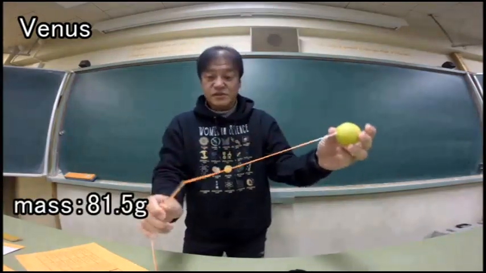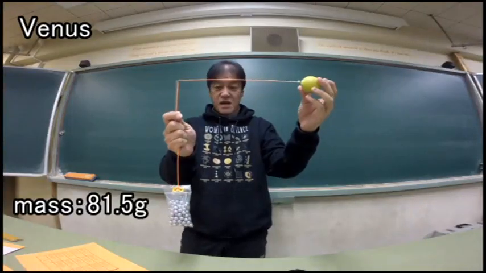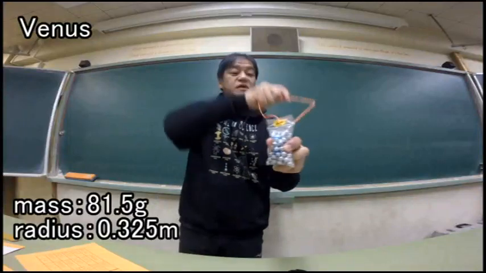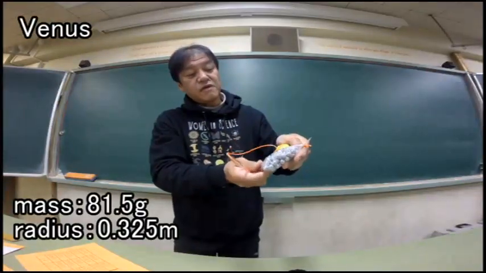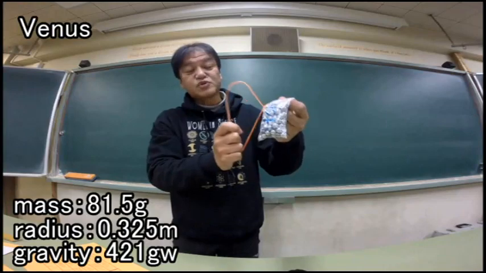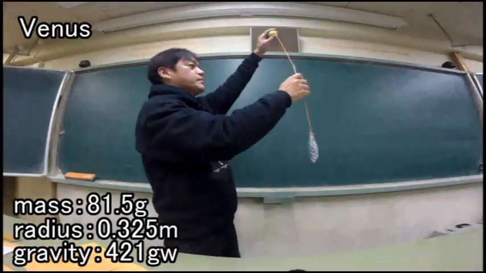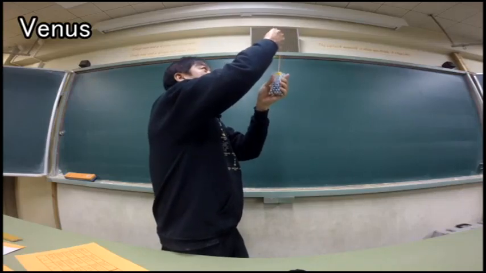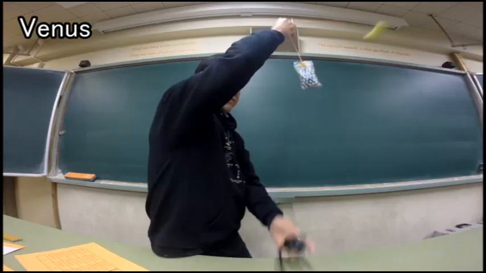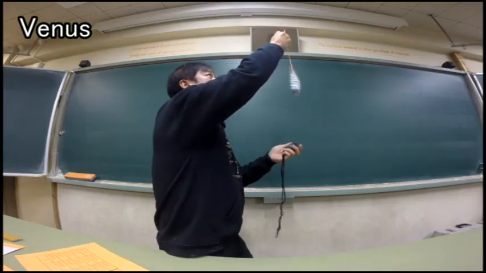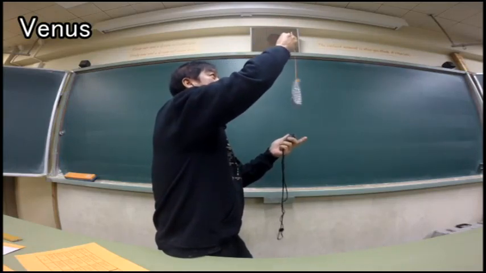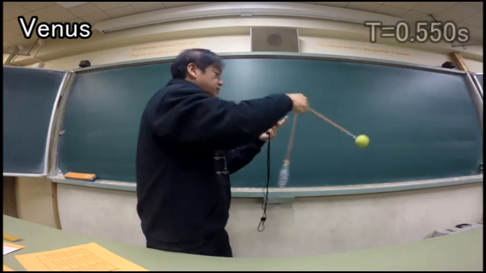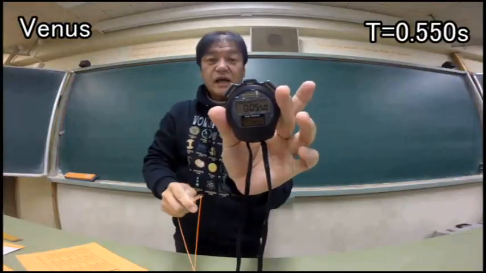Venus. Mass is 81.5 grams. Revolution radius is 0.325 meters, and universal gravitation is 421 grams weight. Two, one, stop. 1, 2, 3, 4, 5, 6, 7, 8, 9, stop. 5.50 seconds.